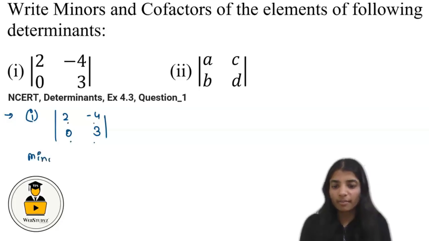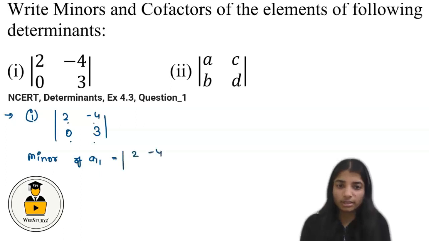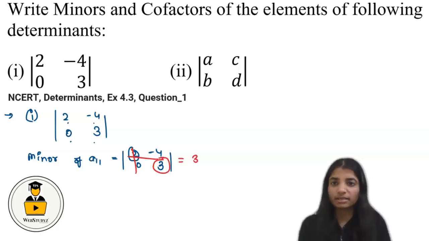So let's say the minor of A11. So the minor of A11 is what we are considering here. So this is the determinant 2, 4, 0 and 3. If we are considering this element, the minor of this element is found by cancelling the row and column in which this element exists. So cancelling this and cancelling this, this minor is equal to 3.